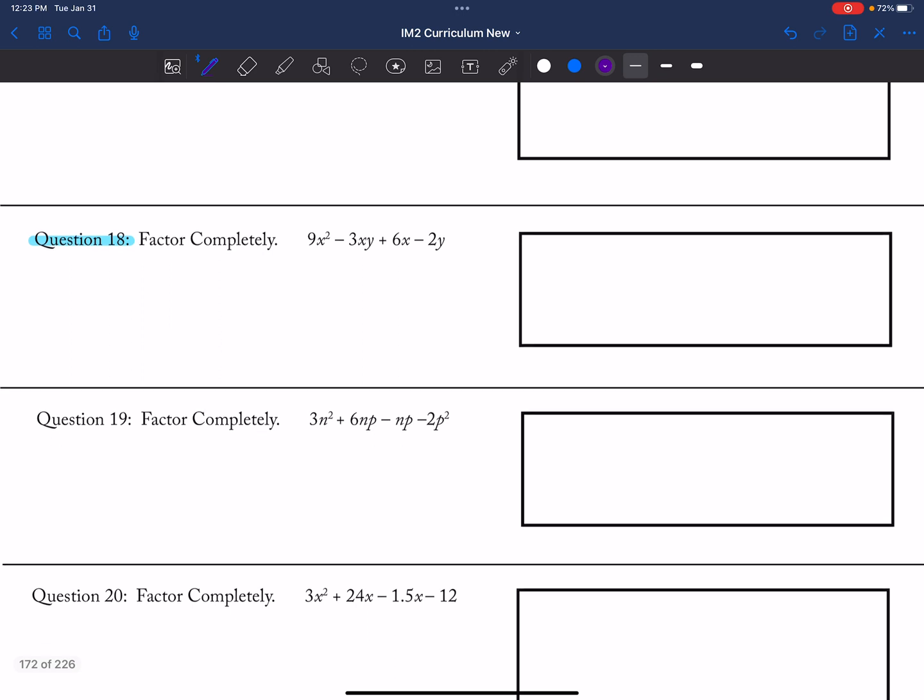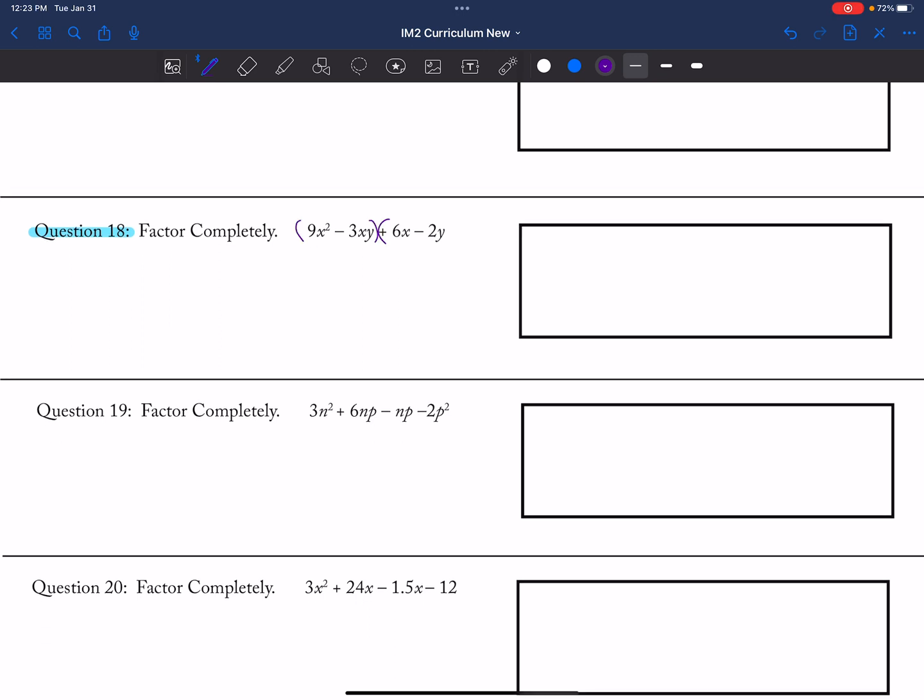Okay, and then 18, so I group these two. I am left with a 3x, and then a minus y. And I can factor out a 2 and I'm left with a 3x minus y. So then again, what's in common between these two terms is a 3x minus y, and I'm left with a 3x plus 2. So I have 3x minus y and a 3x plus 2.